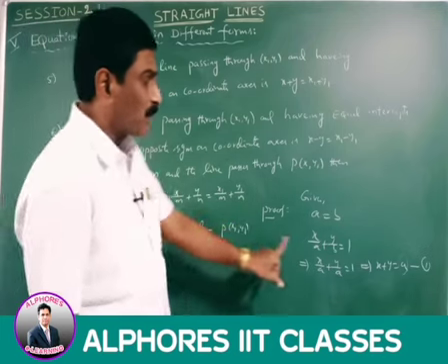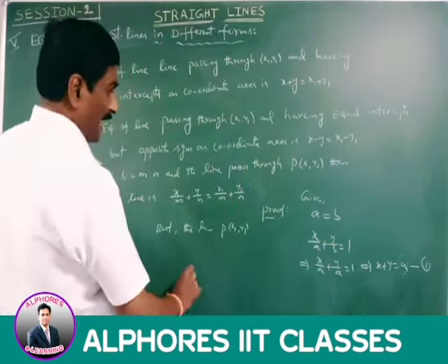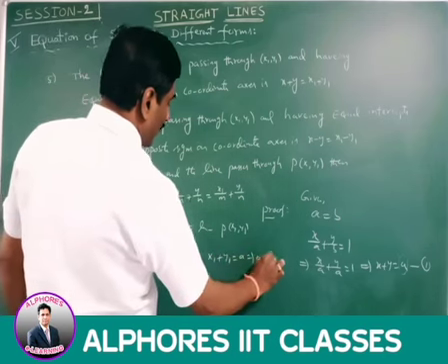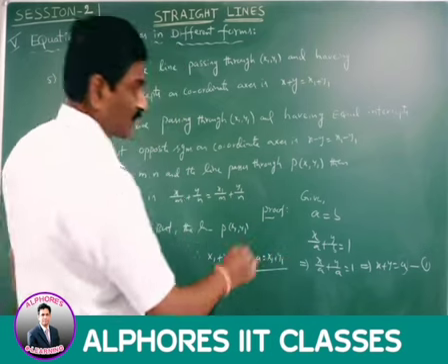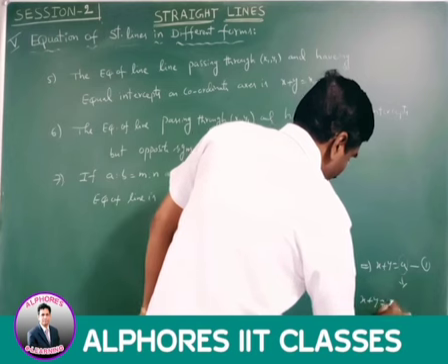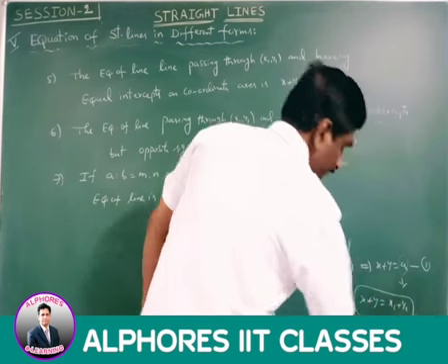So, substituting this point in equation 1, we get x1 plus y1 is equal to a. That means, what is the value of a? a is equal to x1 plus y1. Substitute the value of a in this equation. What is the equation of the line? x plus y is equal to x1 plus y1.